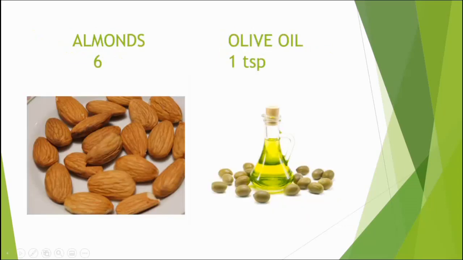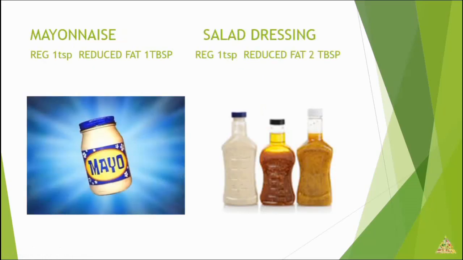Okay, 6 almonds is 1 fat exchange, or 1 teaspoon of olive oil, 1 teaspoon of regular mayonnaise, or you can have a tablespoon of reduced fat mayonnaise. Again, check your serving sizes on your food labels. Salad dressing, 1 teaspoon of regular, reduced fat is 2 tablespoons.